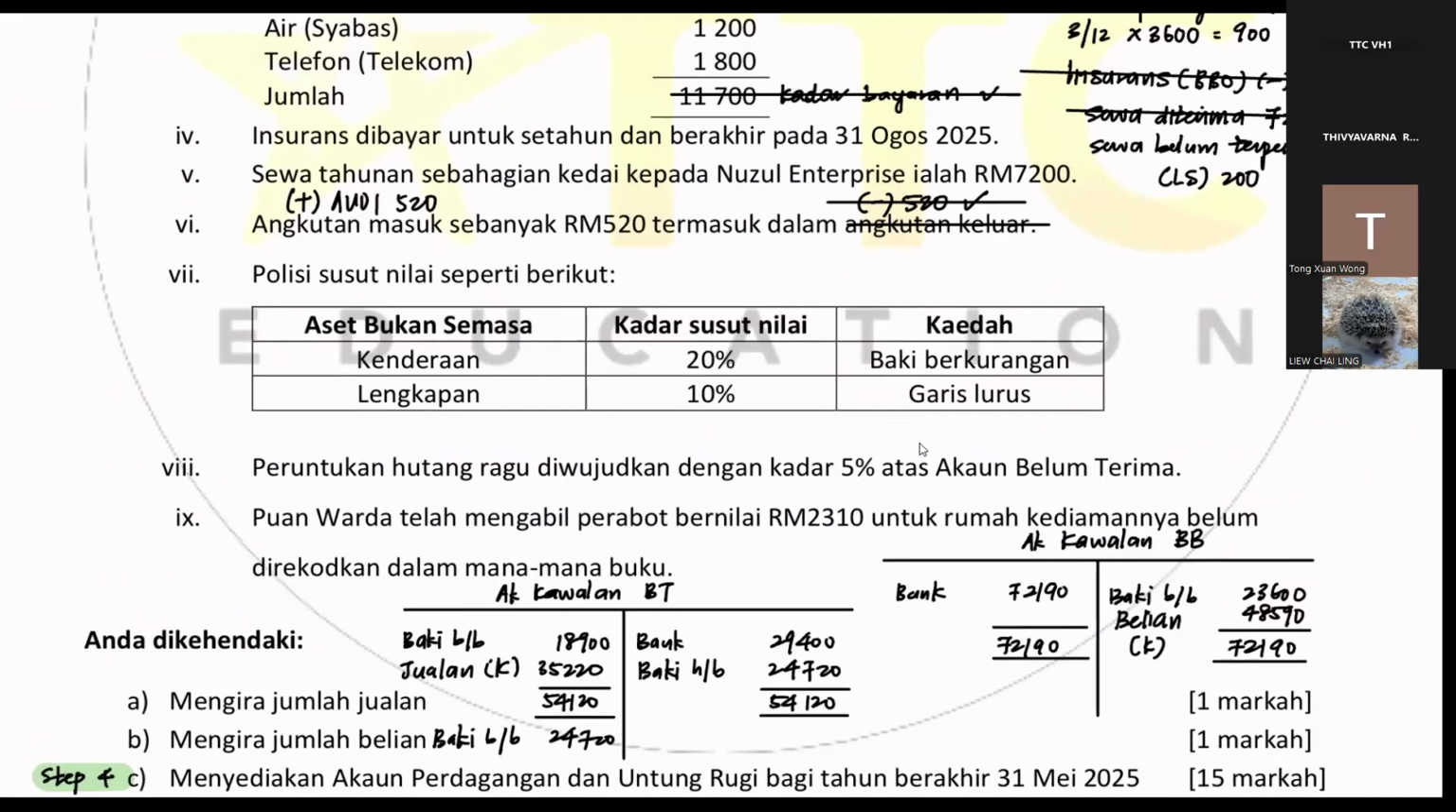Next, susut nilai polisi. Okay, let us do as usual. Kendaraan. Calculate SN first as usual, which is belanja. Dimension 20% based on baki berkurangan method. Baki berkurangan means we are going to take the cost minus SNT that only times the percentage.